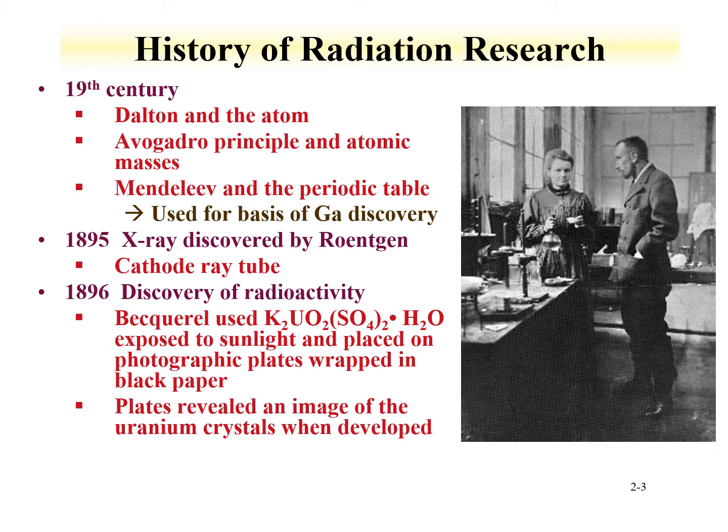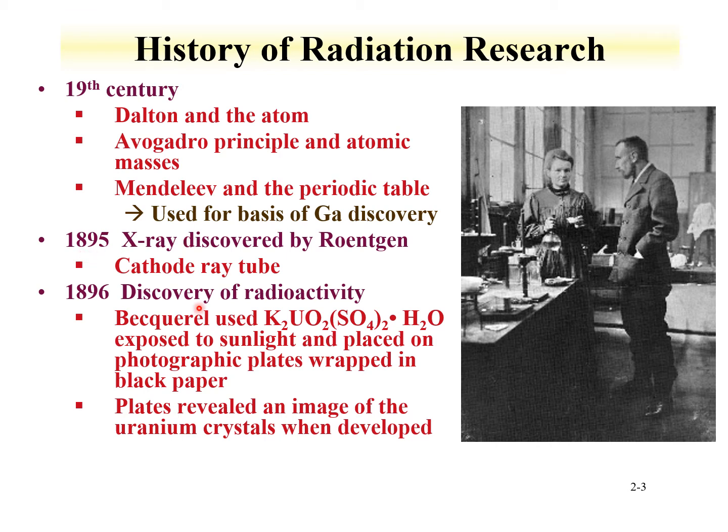Radiation research can be traced back to the end of the previous century. In the 19th century, Dalton and the atom, Avogadro's principles, and Mendeleev and the periodic table set the groundwork for research in looking at the nucleus and nuclear properties. Röntgen discovered the cathode X-ray tube and X-rays from that in 1895.